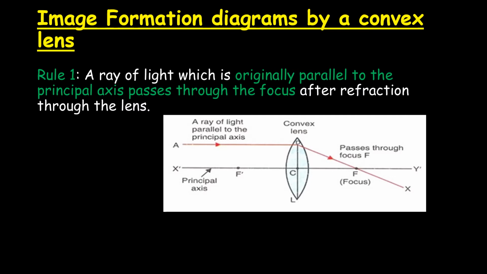Rule number 1, a ray of light which is originally parallel to the principal axis passes through the focus after refraction through the lens. See the diagram? It is coming parallel. After refraction it will pass through focus.